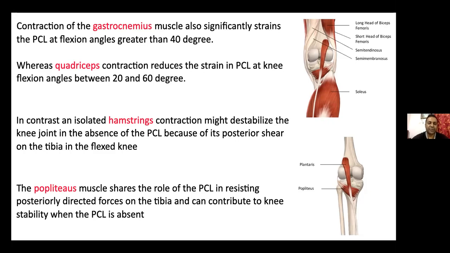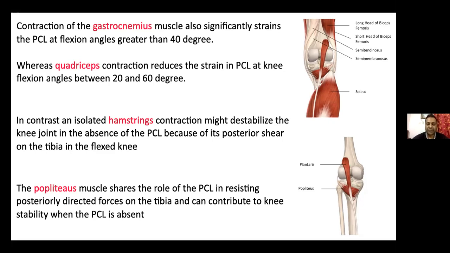Contraction of the gastrocnemius muscle significantly strengthens the PCL when the knee is flexed at greater than 40 degrees of knee flexion. Whereas quadriceps contraction reduces the strain in the PCL when the knee is flexed between 20 and 60 degrees. In contrast, isolated hamstring contraction might destabilize the knee joint in the absence of the PCL because of its posterior shear on the tibia in the flexed knee.